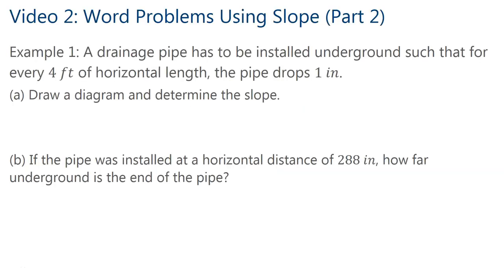We'll start with example 1, which says a drainage pipe has to be installed underground such that for every 4 feet of horizontal length, the pipe drops 1 inch. In A, we have to draw a diagram and then determine the slope.